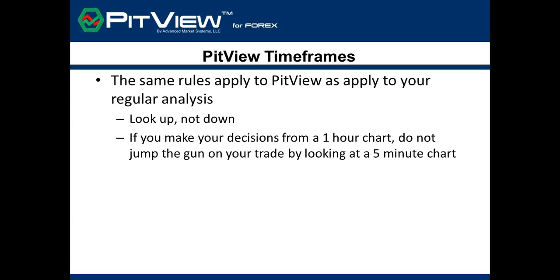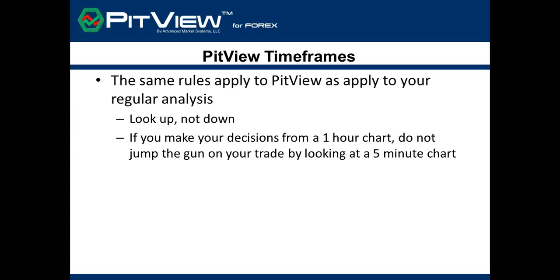So looking up, not down means that if I'm looking to place my buy and sell orders off a 1-hour chart, and hold a trade and analyze it and manage it on a 1-hour chart, I'm probably not going to look at a 5-minute chart. If I'm using a moving average or even a support or resistance level on a 1-hour chart, I'm not going to pull up a 5-minute stochastic.